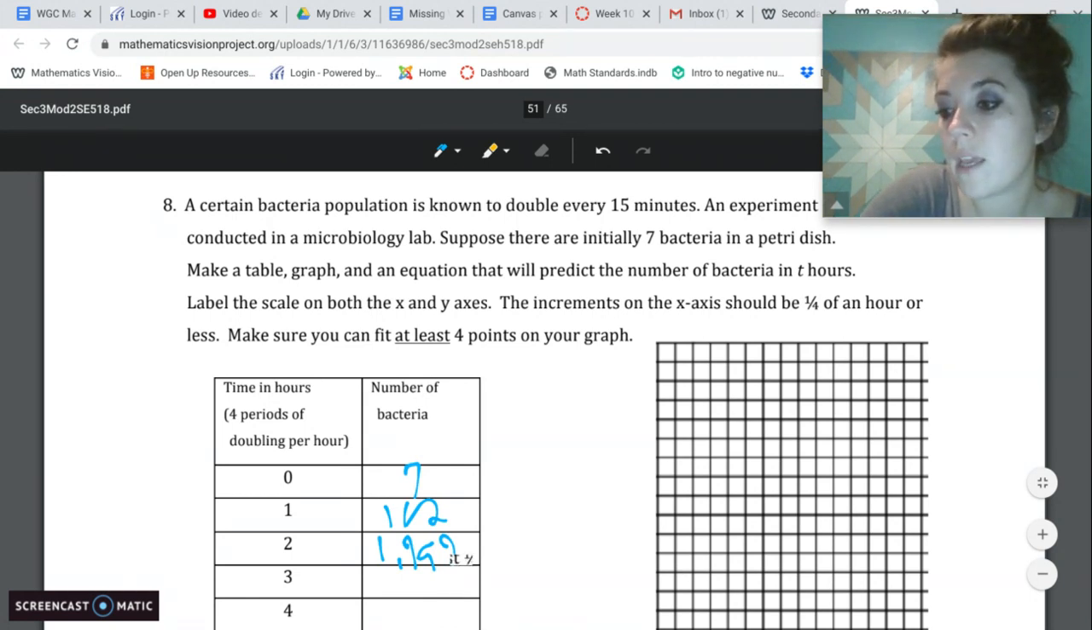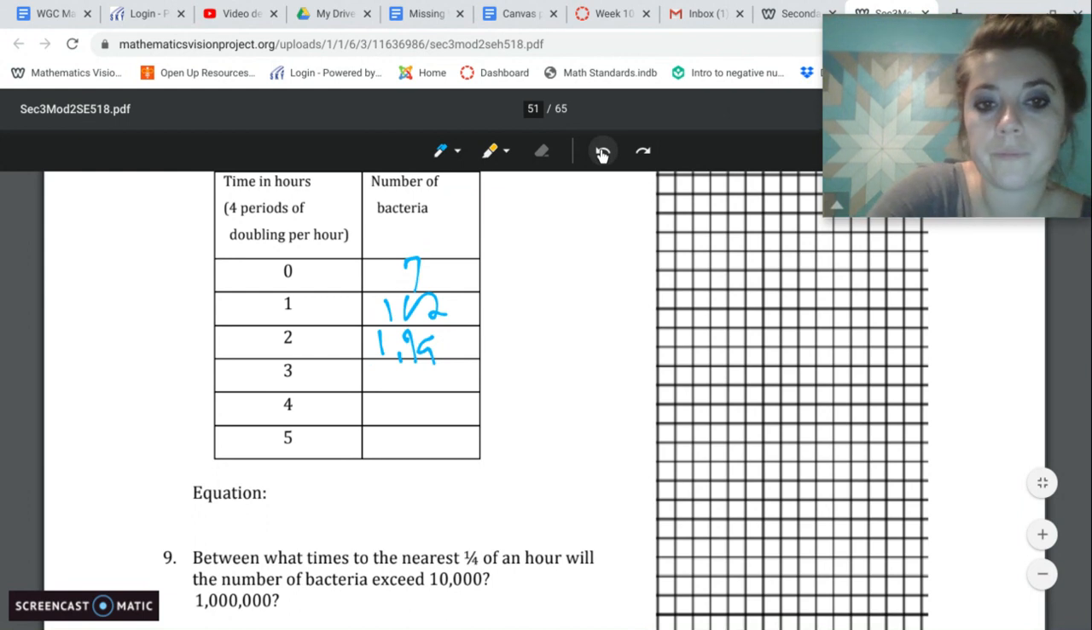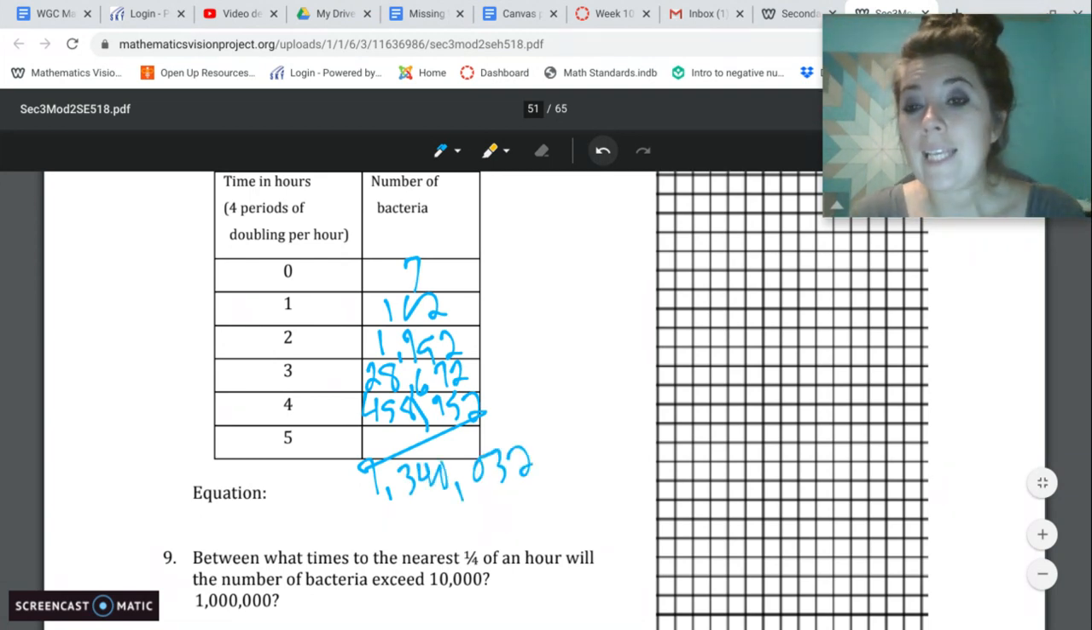For 3, it's going to be 20,992. This one's going to be 28,672. Then we have 458,752. And then we have 7,340,032. Now, you understand what it means when it says it wants you to have 4 points.